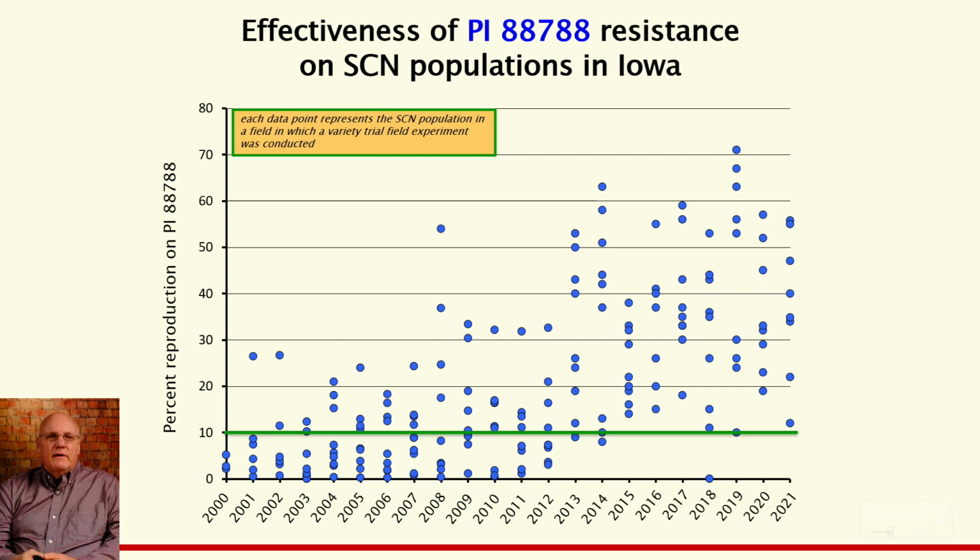But then we see a troubling trend progressing as we move through the years of the last 2 decades, and we encounter more and more fields with SCN populations that have higher and higher levels of reproduction on PI 88788. And that's representing the loss of effectiveness of that source of resistance.